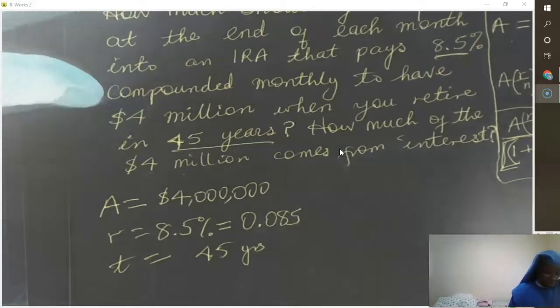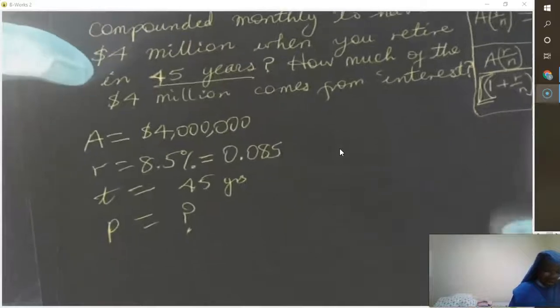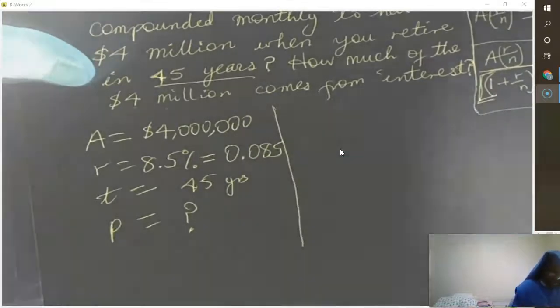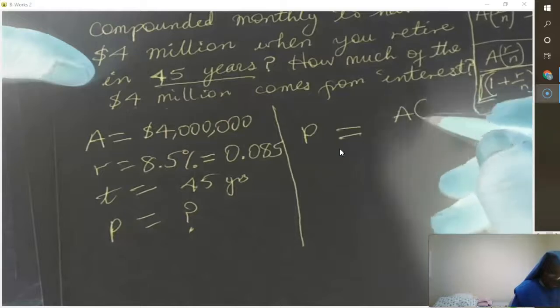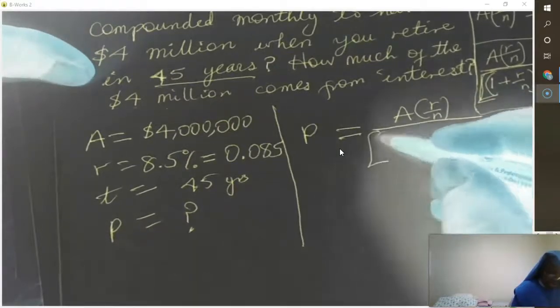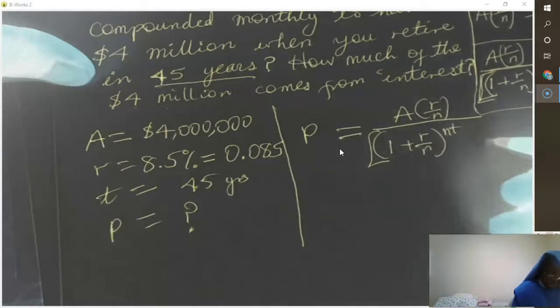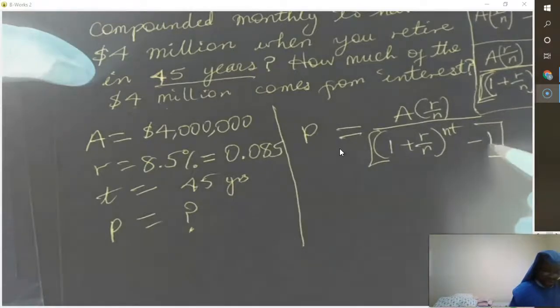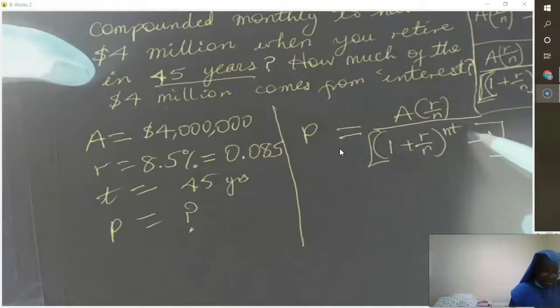P we are looking for, so we're just going to plug things in. We're going to write the formula here. P equals A r over n, all over 1 plus r over n to the power nt, minus 1. Watch it here. There are two terms here. This one is by itself. So make sure you simplify everything in here, and then take the exponent before we subtract.